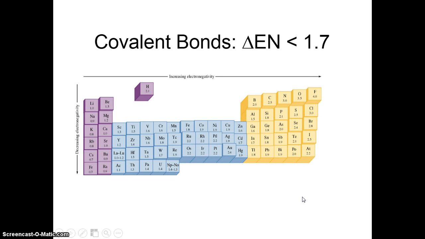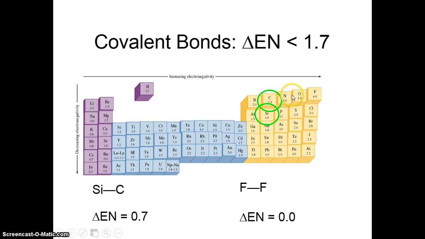Here's the electronegative chart again. If you notice carbon and silicon, for example, the difference in their electronegative values is only 0.7. Since it's so much lower than 1.7, it's going to be a bond that is sharing the electrons instead of transferring the electrons. For fluorine and fluorine, the diatomic molecule, 4 minus 4 is 0, so there's no difference in electronegative values. That molecule is also going to have a covalent bond.